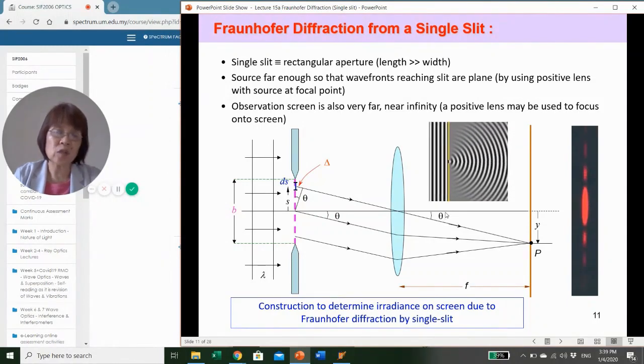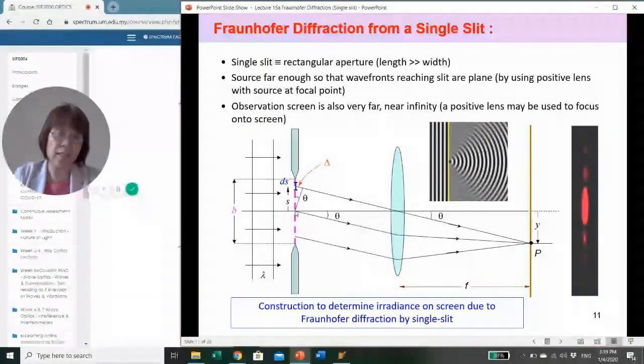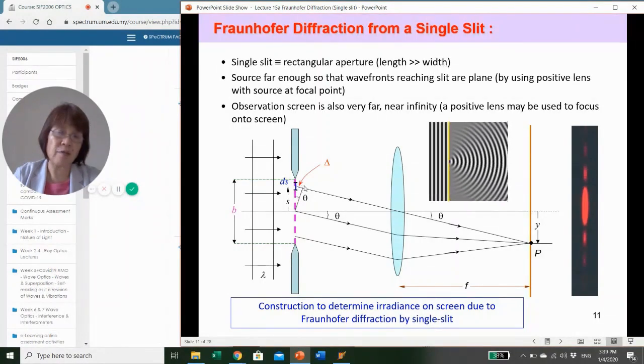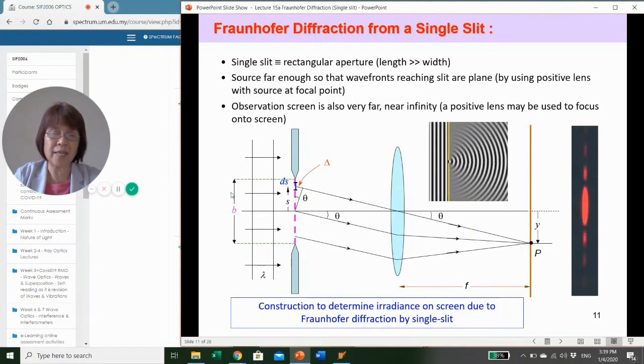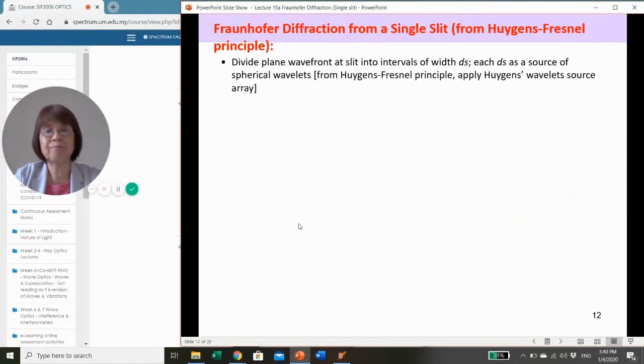Okay, so this ray here compared to this ray from the center of the slit would have a path difference of delta, and the wave that is coming, the illuminating light, would have a wavelength lambda, and the point of observation here is at a distance y from the center axis here.